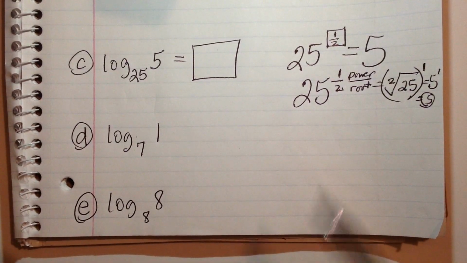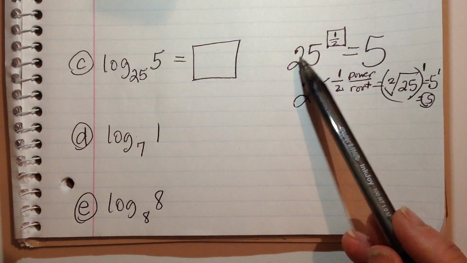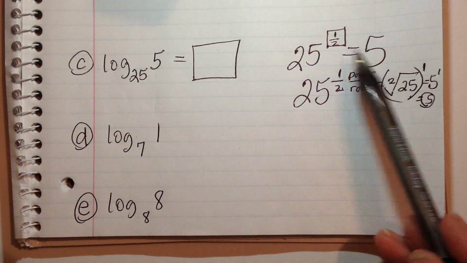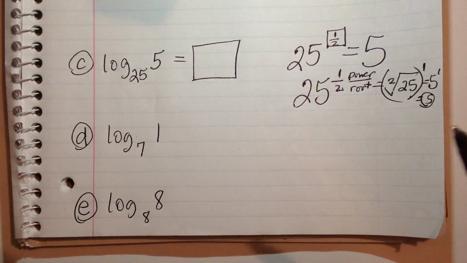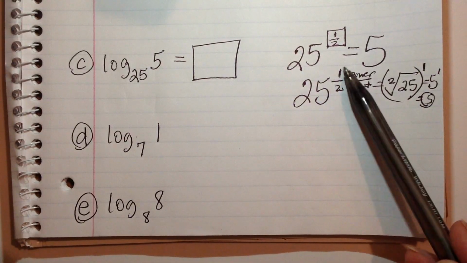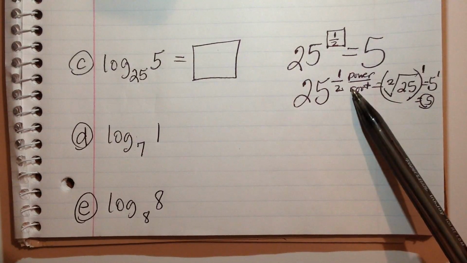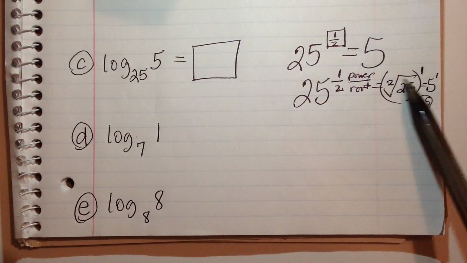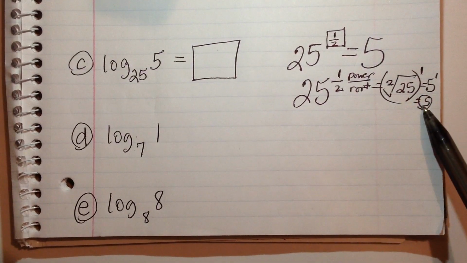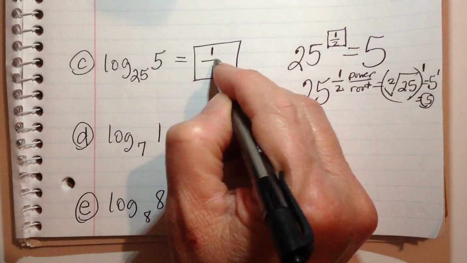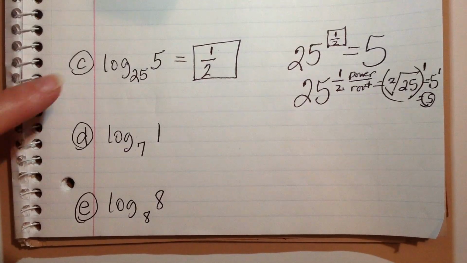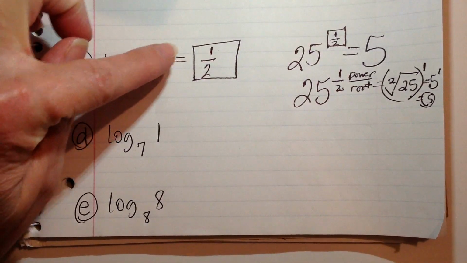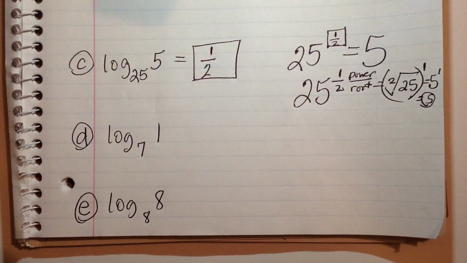So anytime that you need to go from a larger number to a smaller number by raising it to a power, you need to think about a fractional exponent, because 25 to the 1/2 is power over root. Taking the root first, the square root of 25 was 5. 5 to the first power is 5. So my answer to this problem would be 1/2. If I evaluated that logarithm, log base 25 of 5, it would equal 1/2.